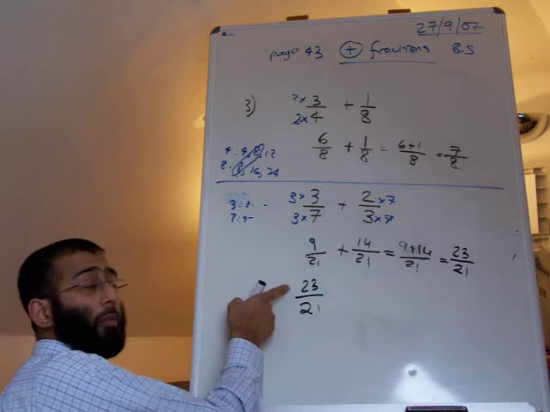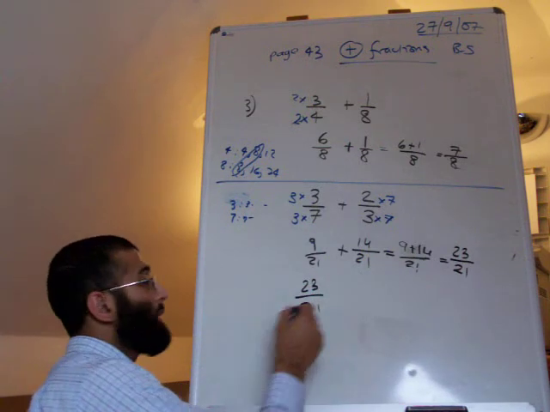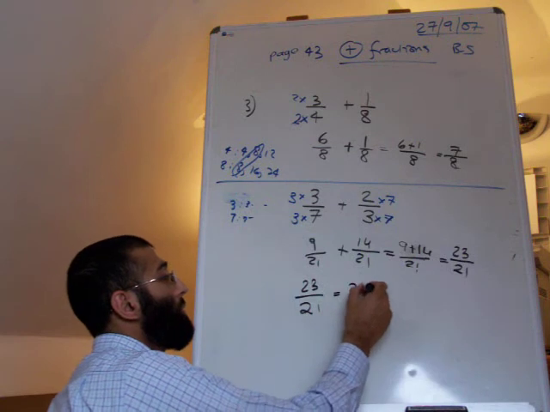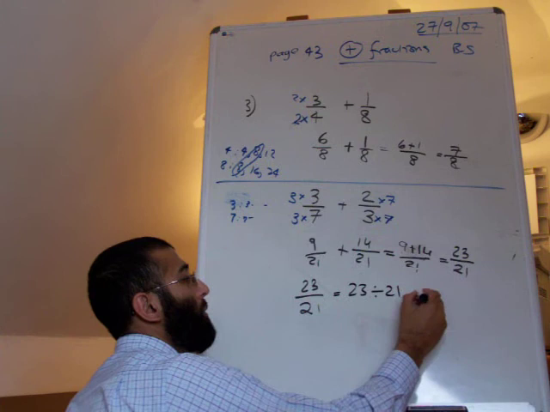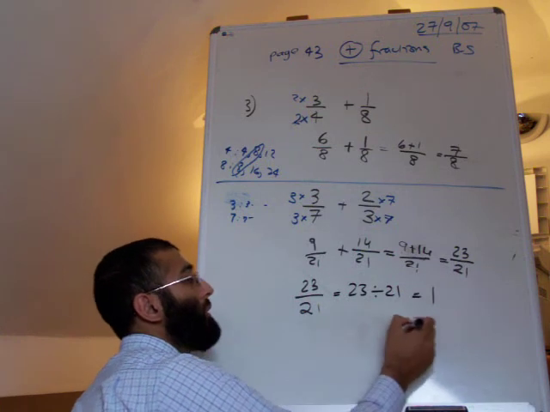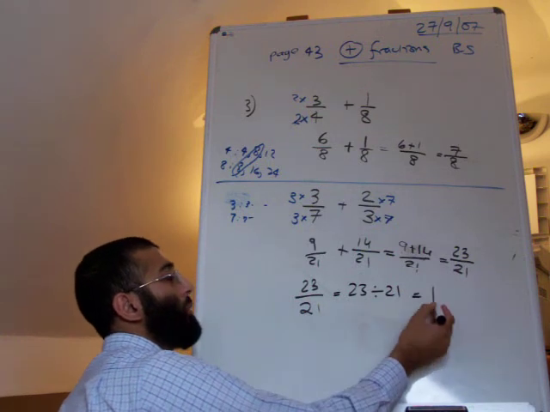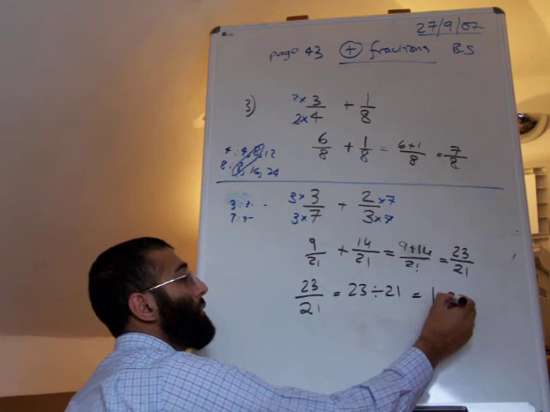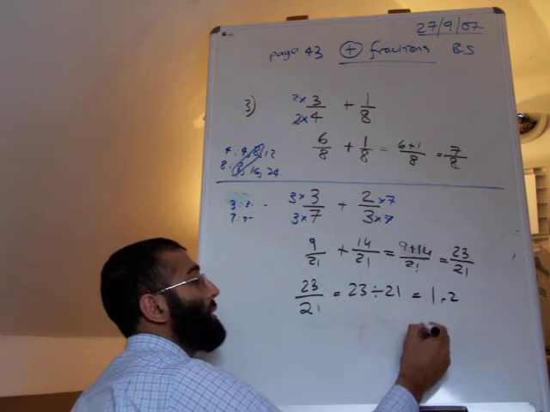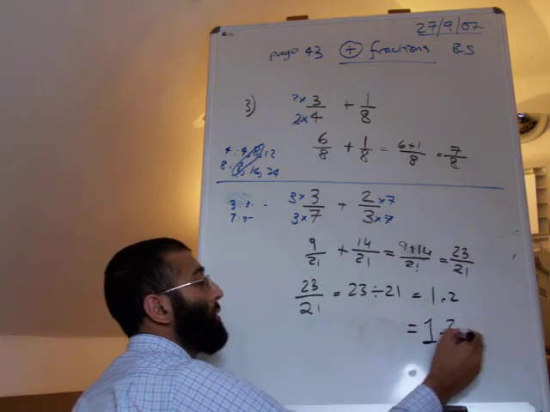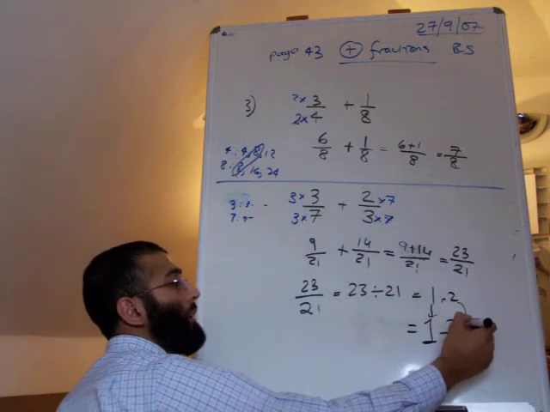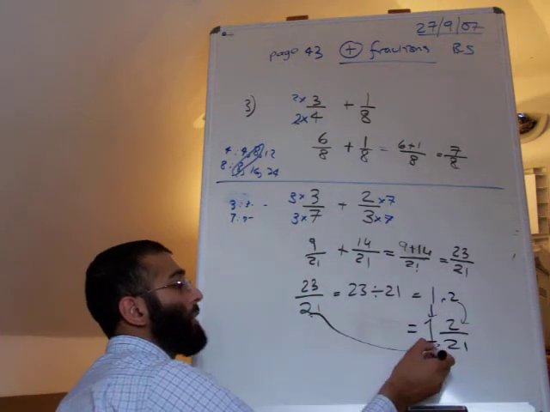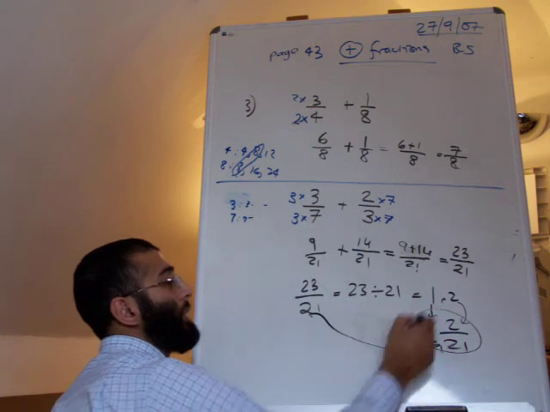This fraction is top heavy because the top number is bigger than the bottom number. So we have to divide 23 by 21. So how many 21s go into 23? Well, 21 will fit into 23 once, because 1 times 21 is 21. That leaves you with a remainder of 2. So the final answer is going to be 1 and 2 over 21. So the whole number goes on the front, the remainder goes on top, and the bottom number gets copied on the bottom. And that's your final answer.